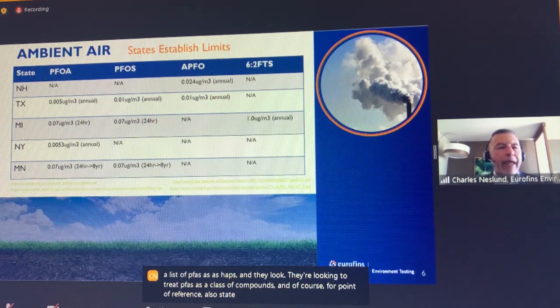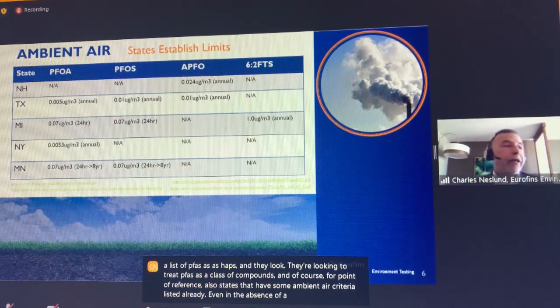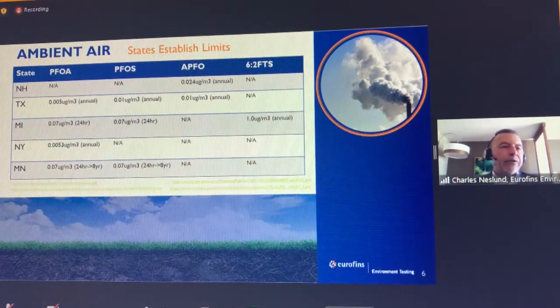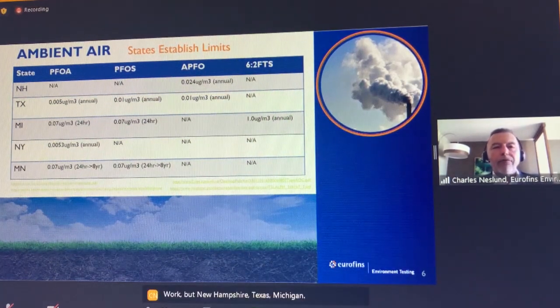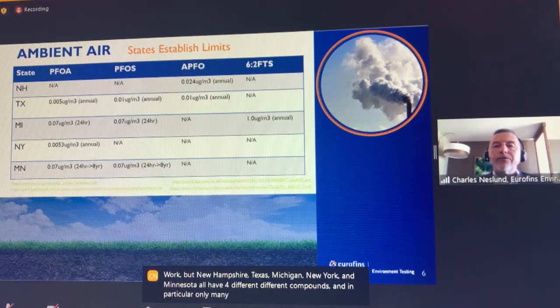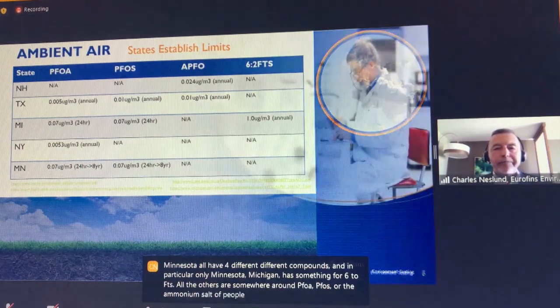states that have some ambient air criteria listed already, even in the absence of a final methodology for doing this kind of monitoring work. But New Hampshire, Texas, Michigan, New York, and Minnesota all have them for different compounds, and in particular, only Michigan has something for 6:2 FTS. All the others are somewhere around PFOA, PFOS, or the ammonium salt of PFOA.